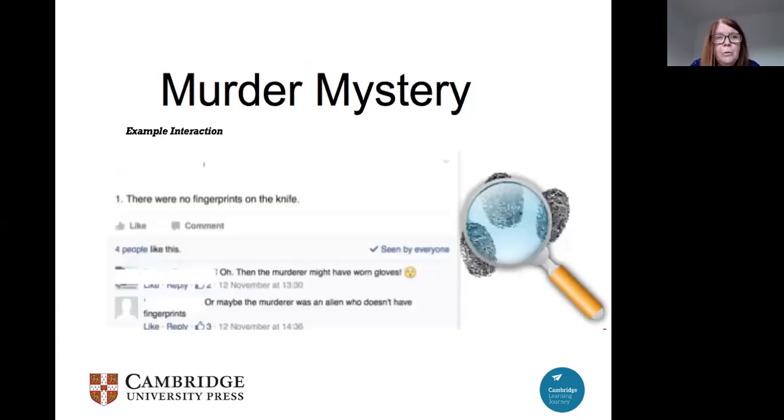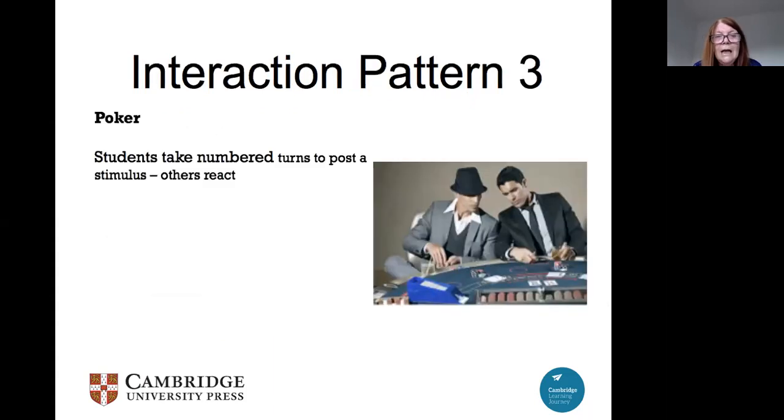Student 1 posts clue 1: there were no fingerprints on the knife. Another student says, oh, then the murderer might have worn gloves. Or maybe the murderer was an alien who doesn't have fingerprints. I really like that little exchange. So I call this interaction pattern poker.